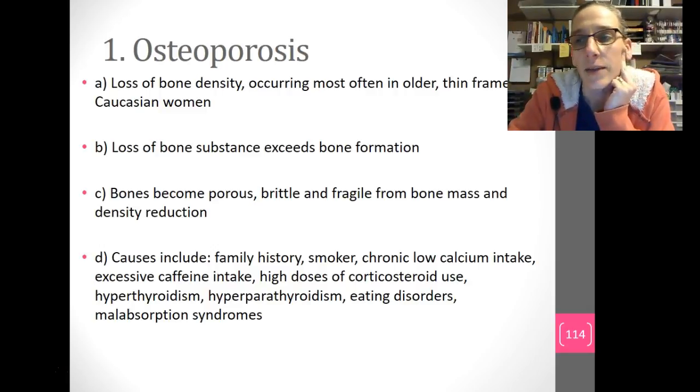Causes include things like family history, if you're a smoker, if you have chronic low calcium intake, excessive caffeine intake, high doses of corticosteroid use, hyperthyroidism, hyperparathyroidism, eating disorders, and malabsorption syndromes. Estrogen deficiency, which occurs with menopause, is considered the leading factor in osteoporosis among aging women that are postmenopausal. Okay?